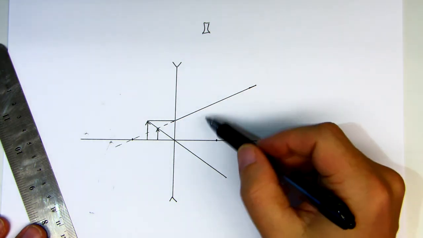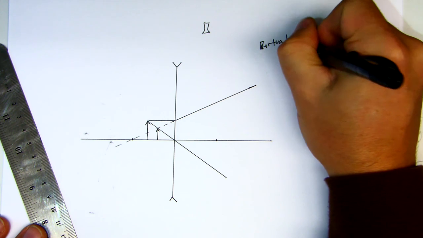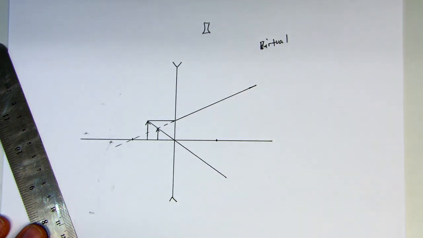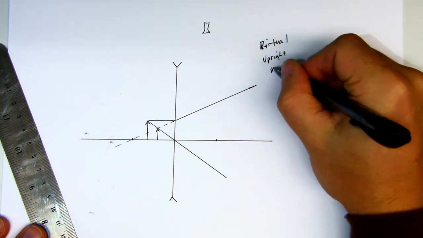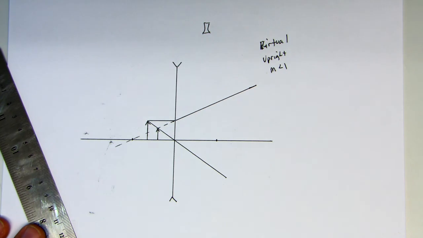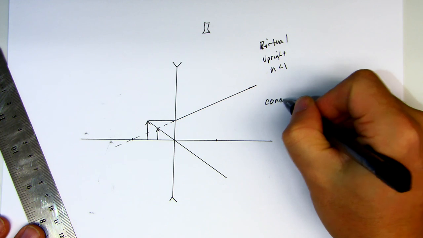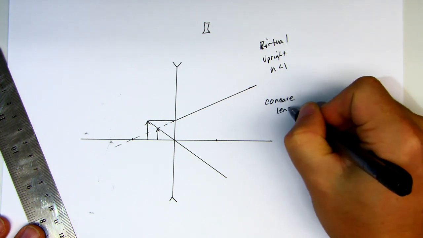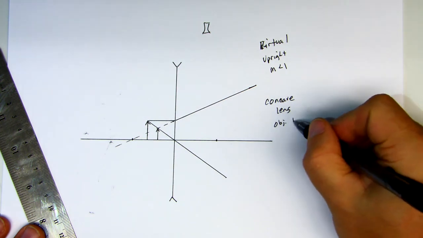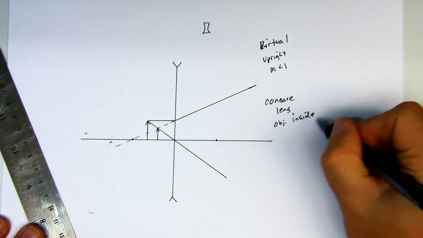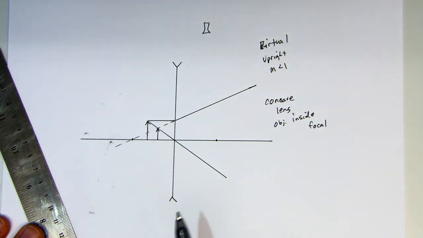So this is a virtual image, because at least one of the lines is dotted. It's upright, and magnification is less than 1, the way that we have drawn it here. Convex or concave lens, in this particular case, the object is inside the focal. So you guys should try and do one where the object is outside the focal and see where your image is at.